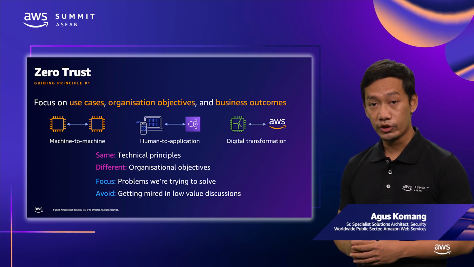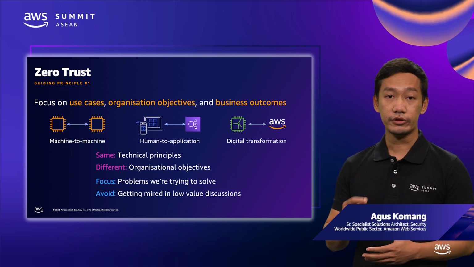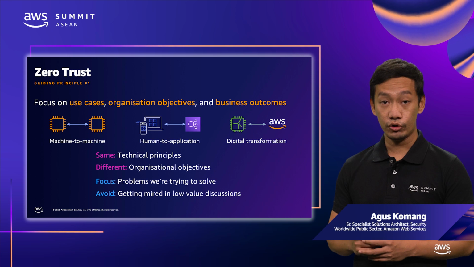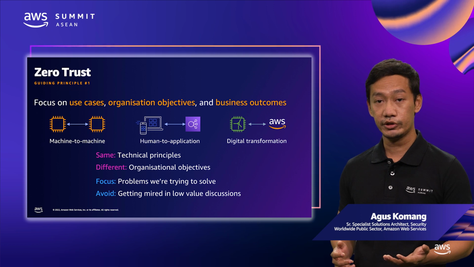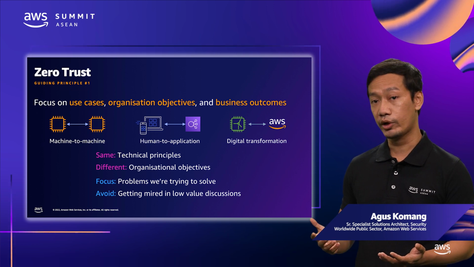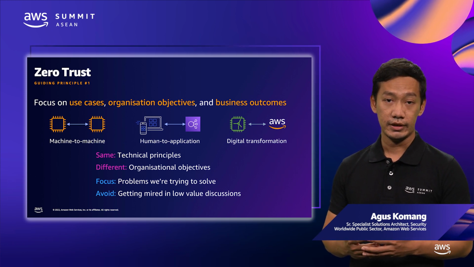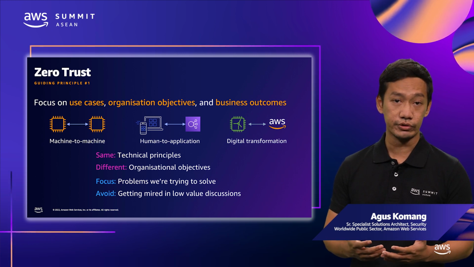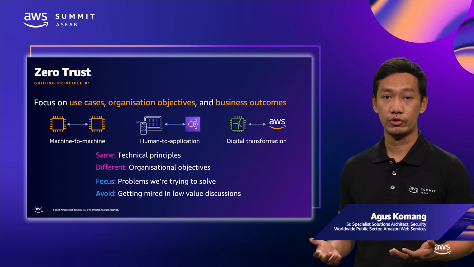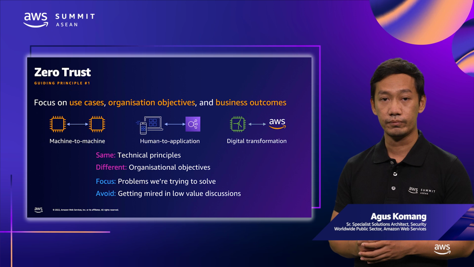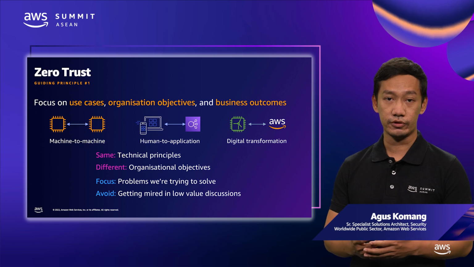On the implementation of Zero Trust, focus on the specific problems that you are trying to solve and avoid getting mired in low-value discussion. Zero Trust can mean different things in different contexts, whether you're adopting Zero Trust to secure your internal machine-to-machine communication, to secure human access to your application, or to secure your digital transformation initiative. The same technical principles applied towards different objectives and use cases could result in different approaches and solutions toward implementing Zero Trust to achieve the objective. Therefore, it is important to always work backwards from the use cases and objective.